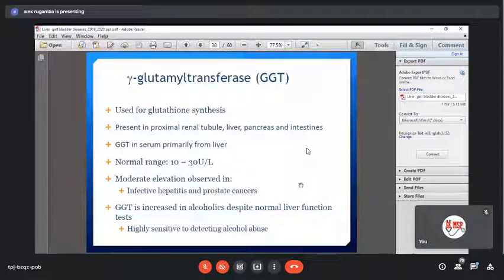If it is increased further, then you may think of alcohol abuse. This has high sensitivity for alcohol abuse. For people who take a lot of alcohol, this enzyme is always high.